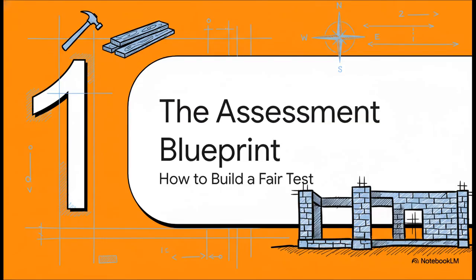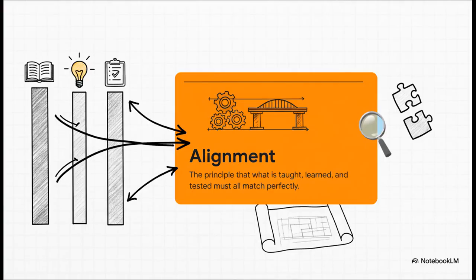Well, there is. And it starts with something called an assessment blueprint. Seriously, think of it just like an architect's plan for a house. It makes sure that every single piece is built with a clear purpose right from the very beginning. And the foundation of that whole blueprint is one absolutely critical idea: alignment. It sounds a little academic, but it's a really simple and powerful concept. It just means that what you're taught, what you learn, and what you're tested on have to match up perfectly. When that happens, there are no surprises, no tricks.